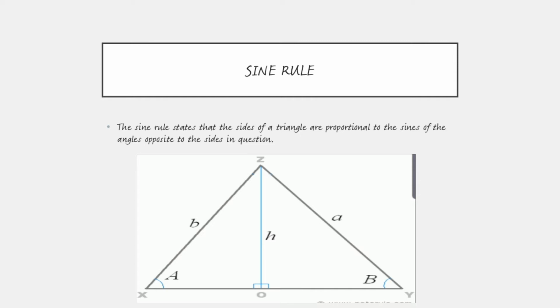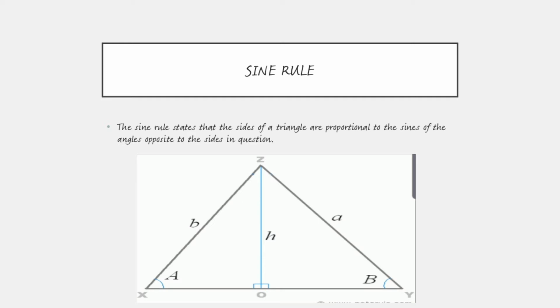The sine rule states that the sides of a triangle are proportional to the sine of the angles opposite to the sides in question. What this is talking about is that this angle here is proportional to the opposite side, which is side A here. That is the side that is facing it, which means that A over sine A is the same thing as B over sine B, which is the same thing as C over sine C, and that is the sine rule. But how do we come about this formula?